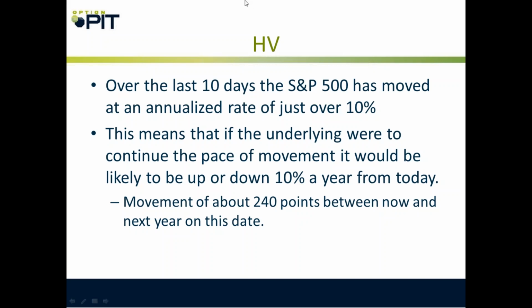So over the last 10 days, the S&P has moved at an annualized rate of just over 10%. This means that if the underlying were to continue the pace of movement, it would likely be up or down 10% a year from today. So we're talking about movement of about 245 points between now and the next year on this date. So we'd be talking 2450. So what is that? Talking 2200 to 2650, 2700, something like that. All right, so it's an annualized number.